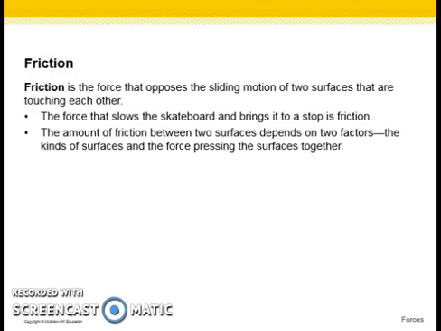And the amount of friction between two surfaces depends on two factors. So this is what you need to write down under friction. There are two factors. One, the kinds of surfaces, and two, the force pressing the surfaces together.